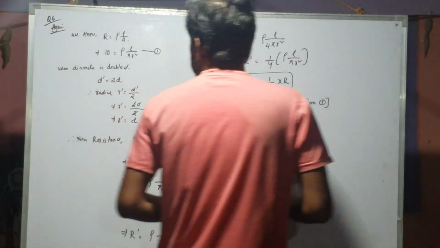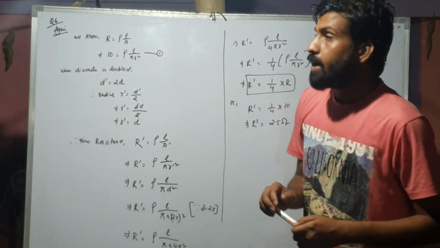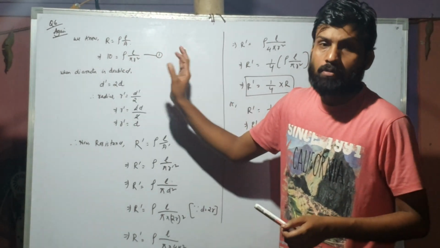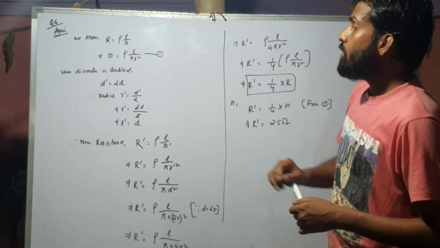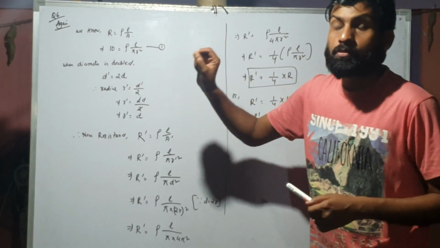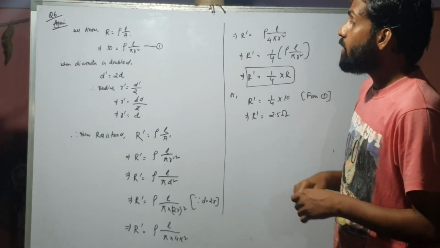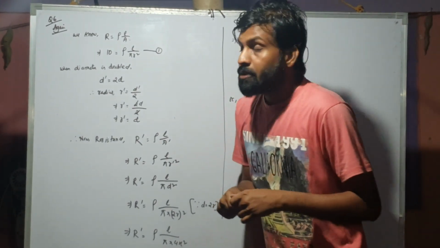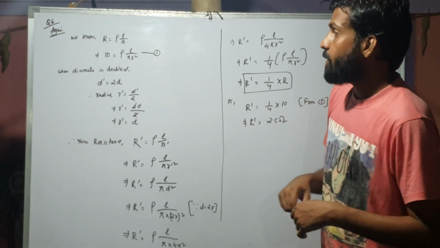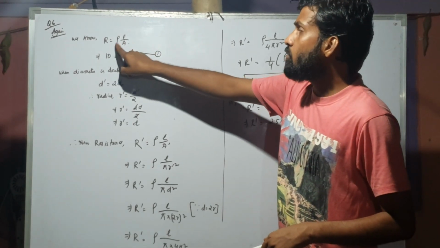So our next part of the question, the same question. We know that in the previous part of the question, the resistance is 10 ohm. Now they are saying that if we double the diameter, what is going to be the change in the resistance? That means, if your diameter is doubled, how will your resistance change? So we know that R is equal to rho into L by A.